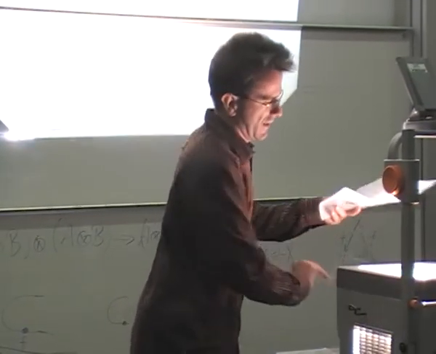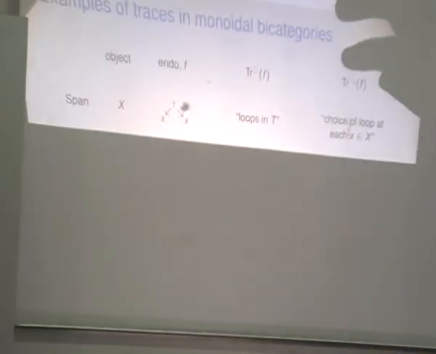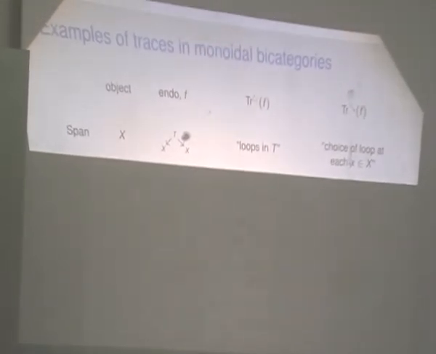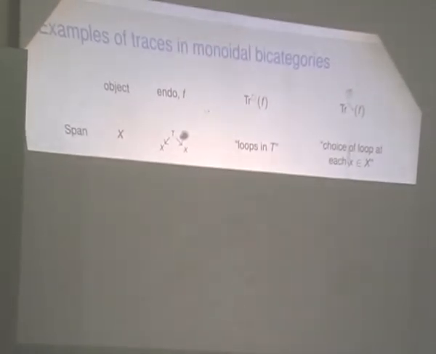Okay, so let's have a look at our examples again. If we take bicategory spans, so an endomorphism, we're going to take the trace of an endomorphism. So an endomorphism is just a span from X to X, and the round trace, if you do the calculation, it's the loops in T.